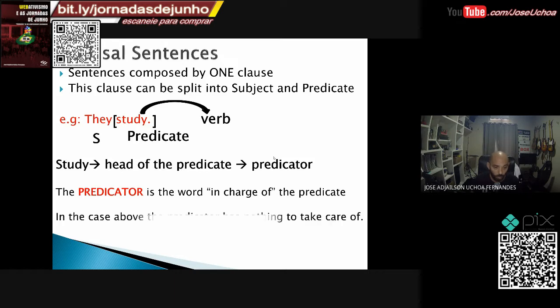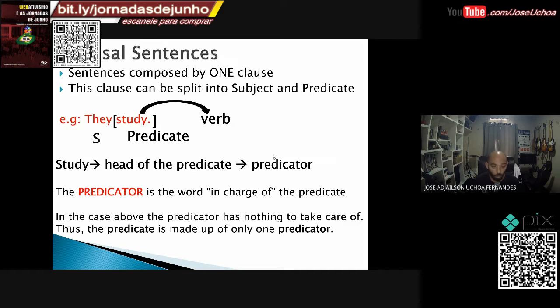That's it. So in the case above, the predicator has nothing to take care of. What does it mean? The predicator does not have a sequence of words to be in charge of. It's in charge of itself. Okay, so it's both the predicate, the verb, and the predicator. But sentences, some clausal sentences, are bigger than this one. Okay, but taking this simple example, we can say that the predicate is made up of only one predicator.